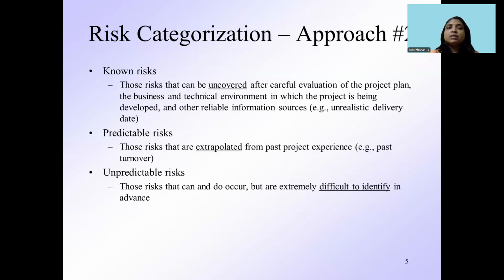Apart from this, there are other categories like known risk, predictable risk, and unpredictable risk. Known risk is the risk which can be uncovered after careful evaluation of the project plan. Predictable means that it can be extrapolated from past experience. From past experience, you will be able to predict the possible risks. Unpredictable means you will not be able to identify it.